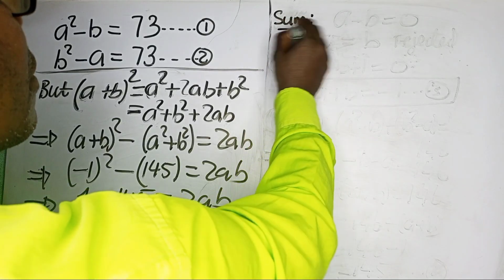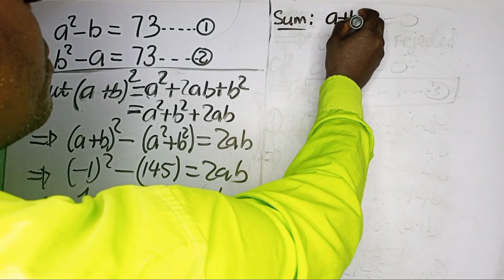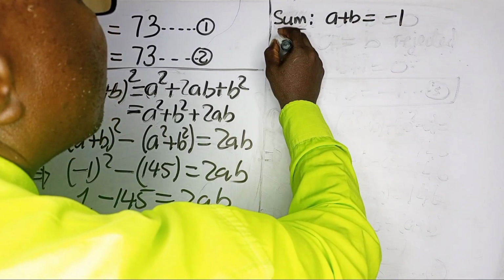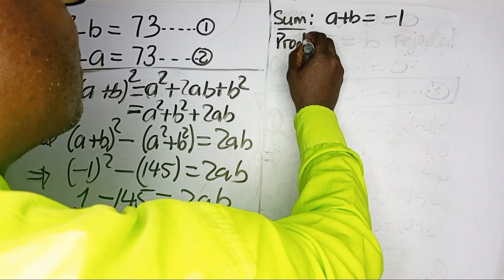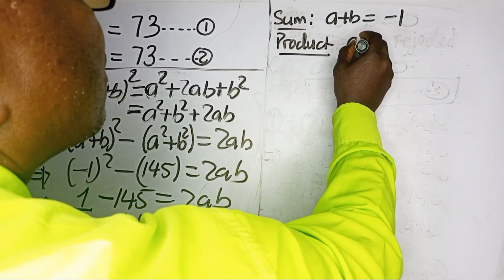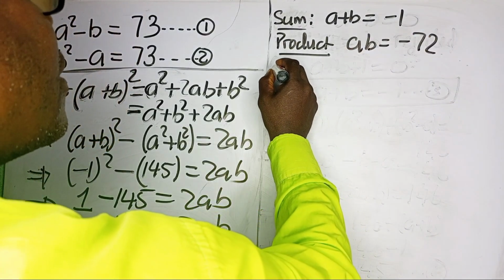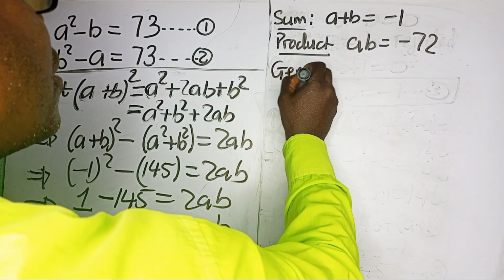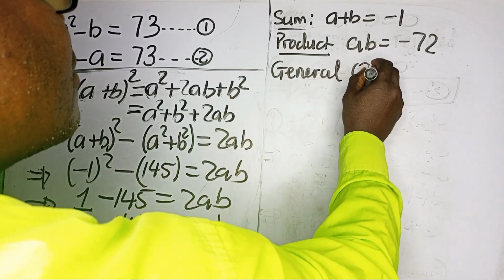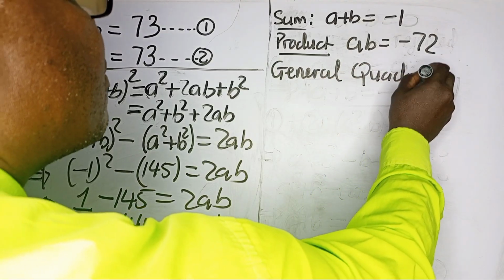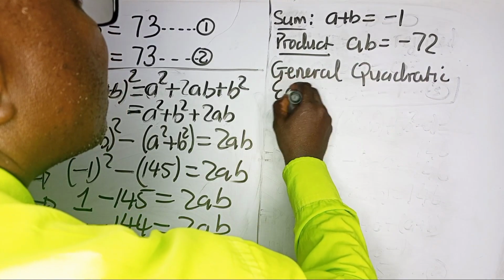Sum: A plus B is -1. Product: AB is -72. All right. So we'll now put it in the general quadratic equation.